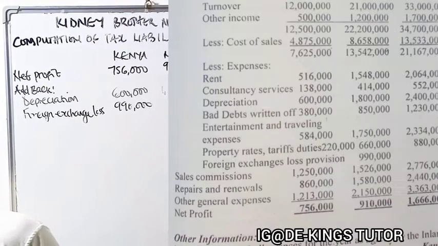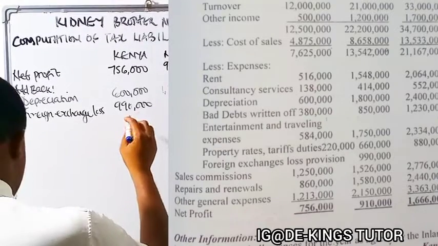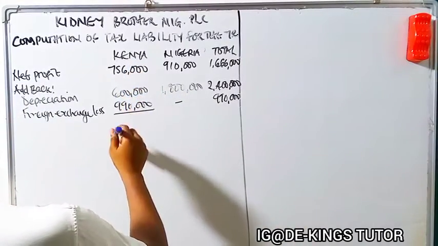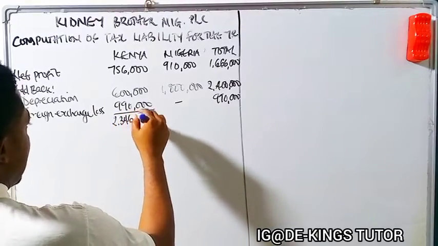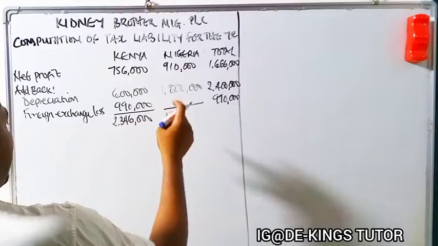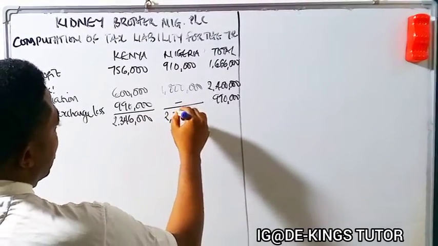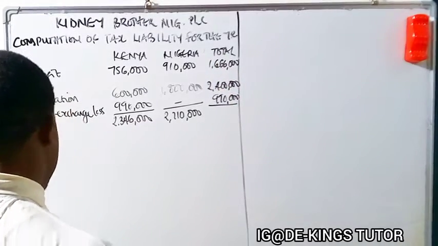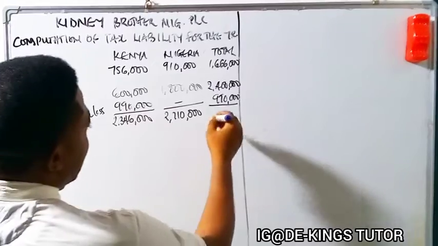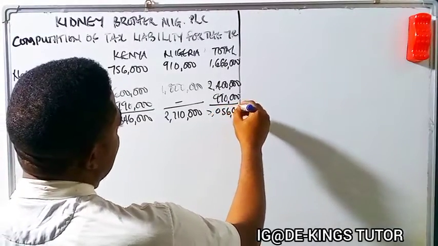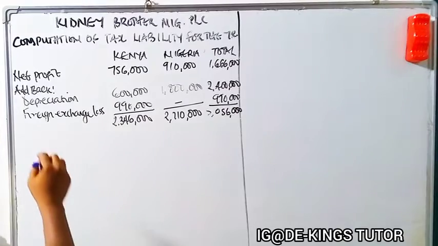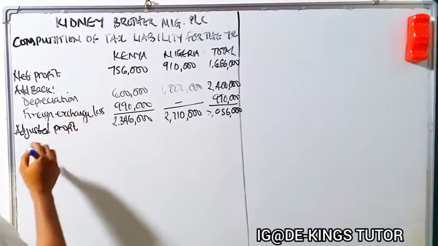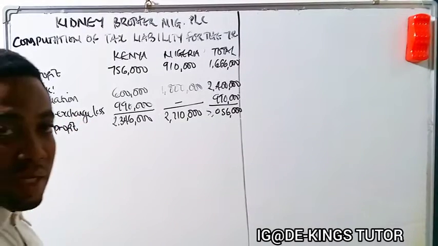Okay, so if you check, there are no other expenses that will be added back. So we're going to add these up. 756,000 plus 600,000 plus 990,000 will give us 2,346,000. Okay. Now 910,000 plus 1.8 million will give us 2,710,000. Why? 1,666,000 plus 2,400,000 plus 990,000 will give us 556,000. Okay. So now we call this the adjusted profit. That is the adjusted profit.